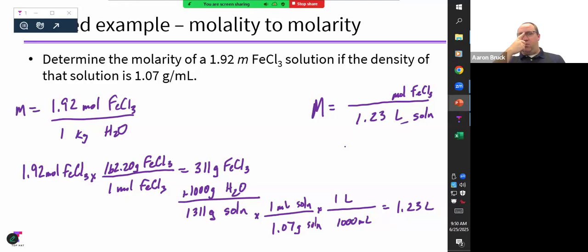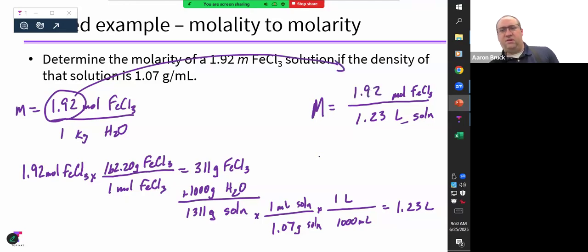So our denominator is 1.23. The numerator is the same, 1.92 moles. Our molarity to 3 significant figures is 1.56.